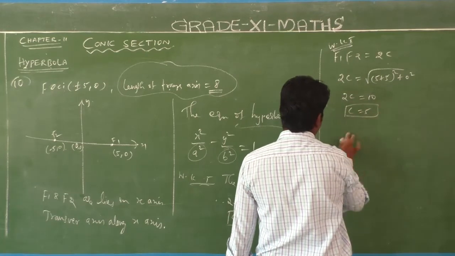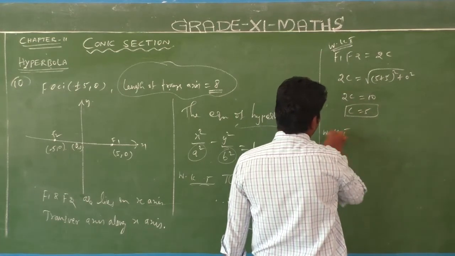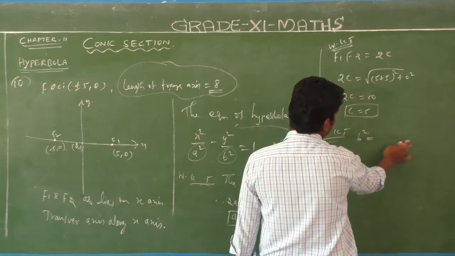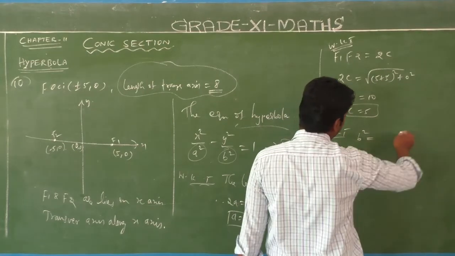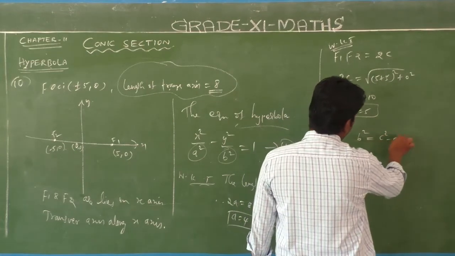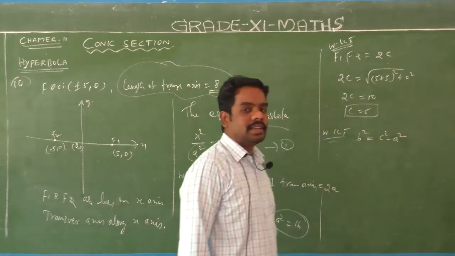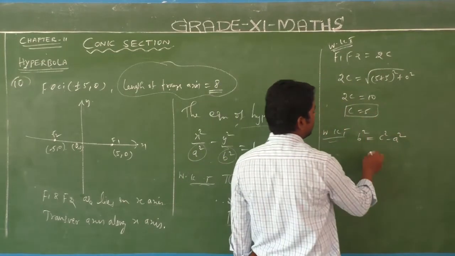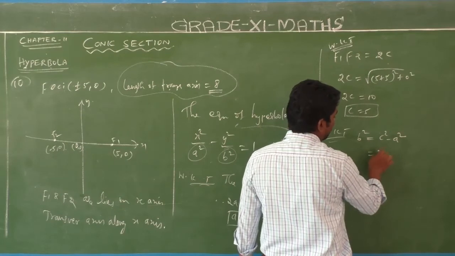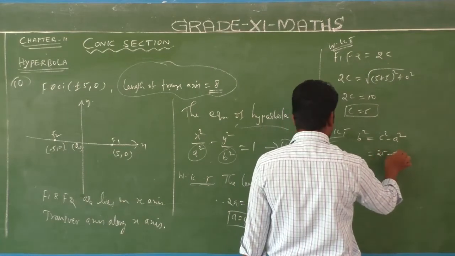C equal to 5. So we know that b squared is equal to c squared minus a squared. The c squared value is 5 squared, which is 25, minus the a squared value, 16.